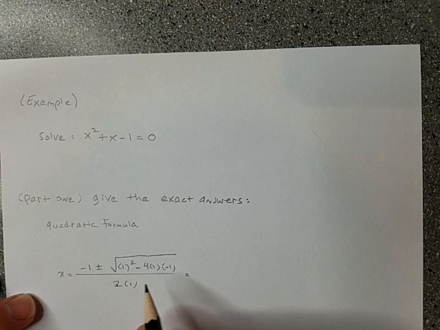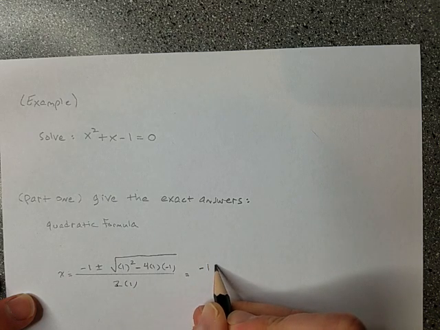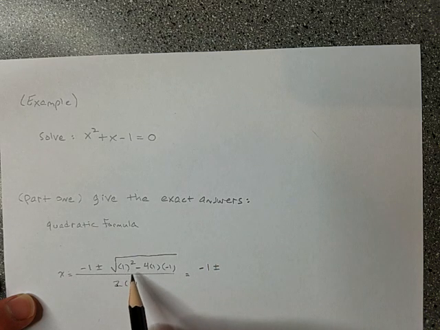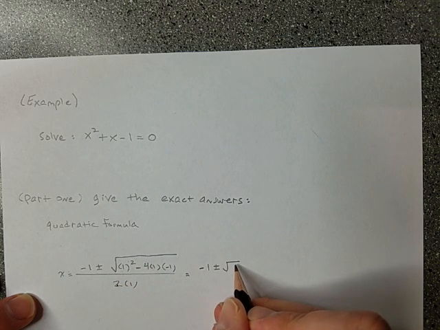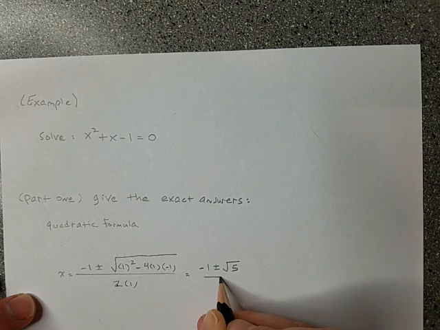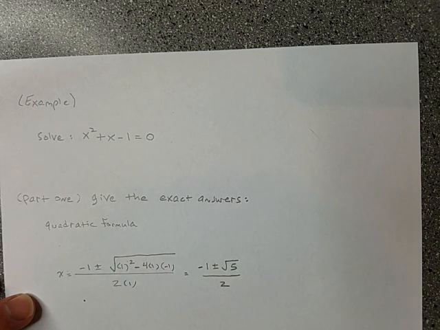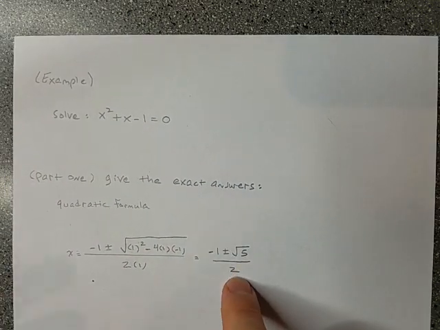So, okay, what's this number? Negative 1 plus or minus, what's that number in there? 1, and then negative 4 times 1 times negative 1. So that's 1, and that's going to be a positive 4. Or, sorry, positive 5. Okay, over 2. 2 times 1 is 2. So then that does not reduce any further.